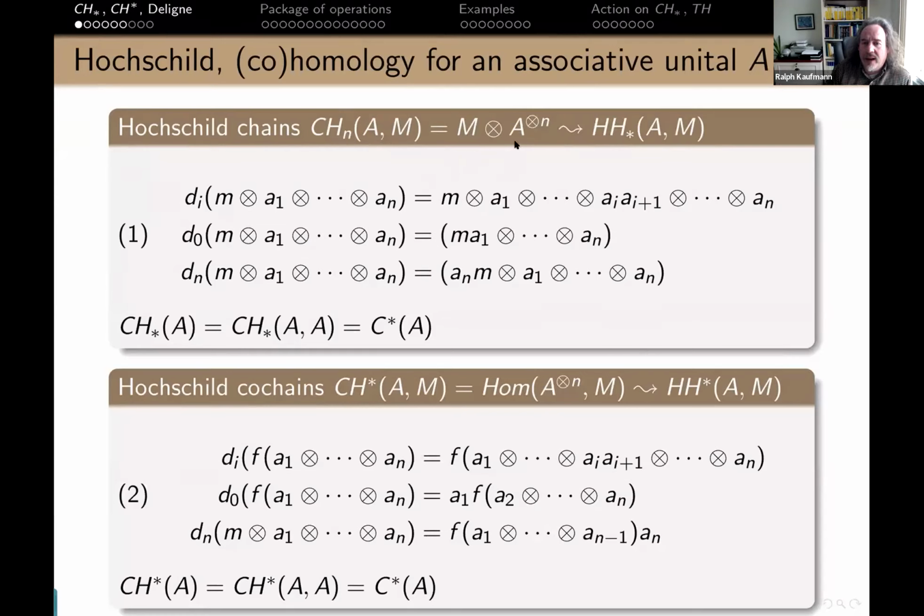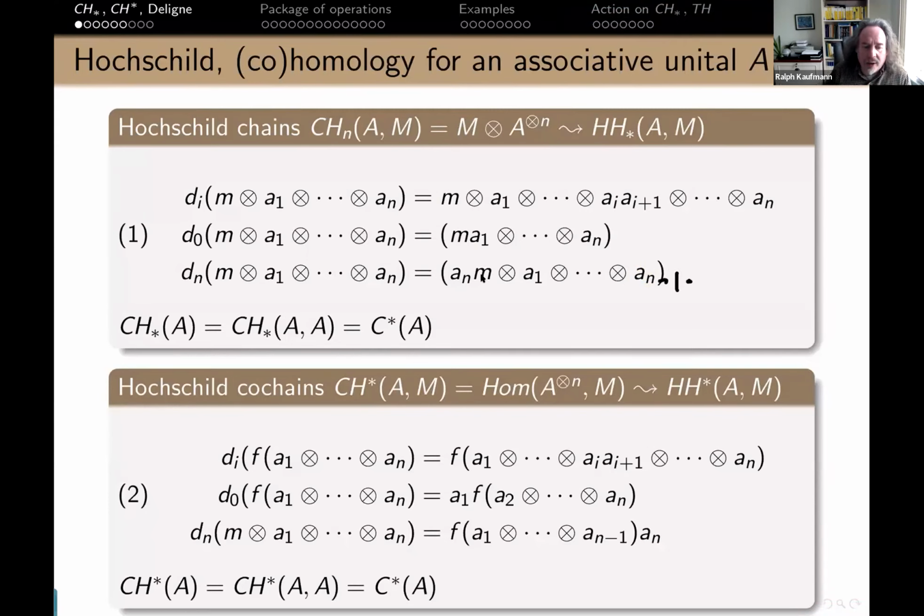Because this is an algebra, I have multiplication maps, so I get simplicial differentials where if I have tensors in A, I can multiply them. And because M is a bimodule, I actually have two maps, one multiplying from the left with a1 and one from the right with a1, and one sliding this a_n around and then multiplying from the left with a_n. This should be a_{n-1}, sorry about that.